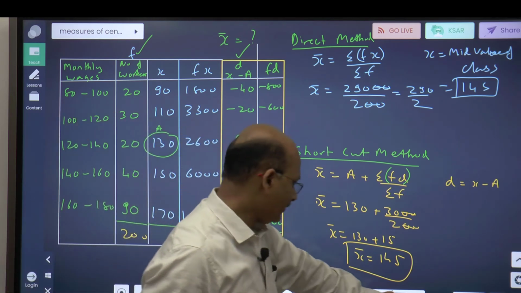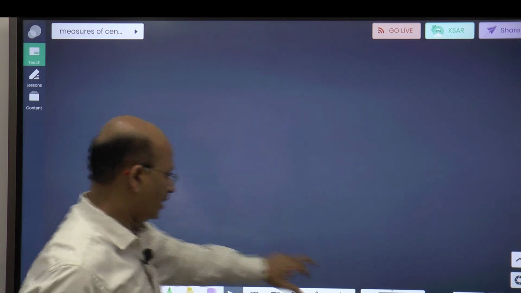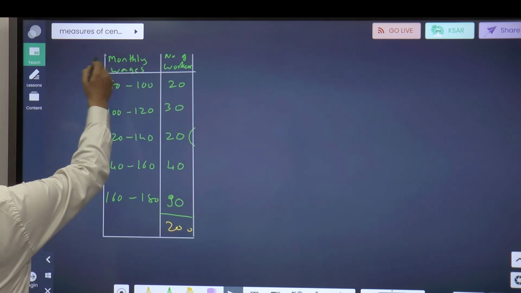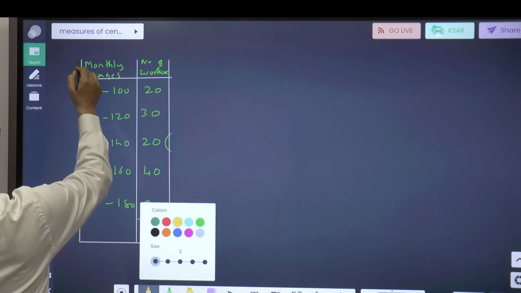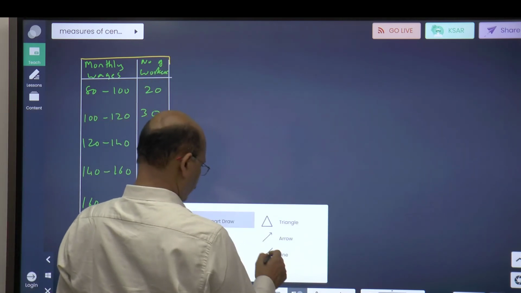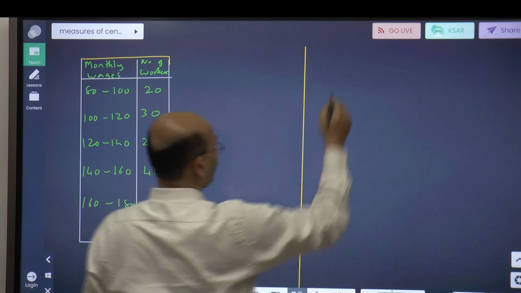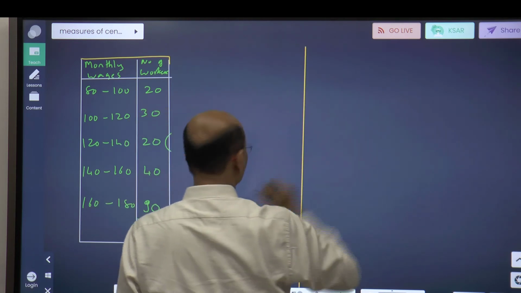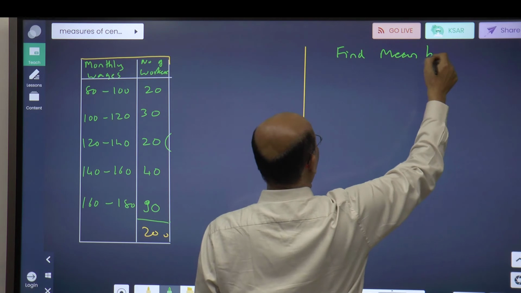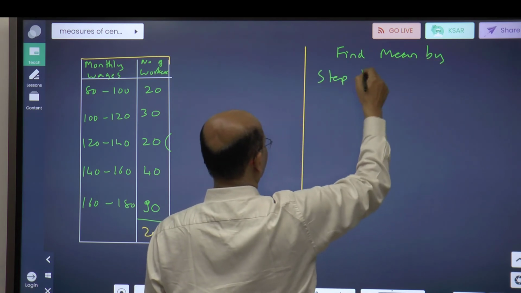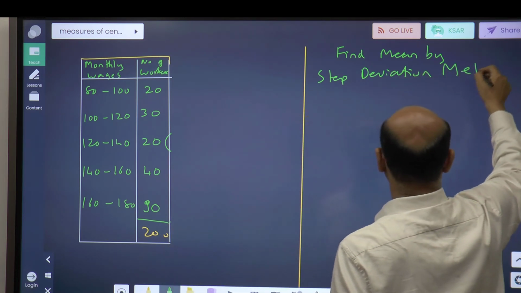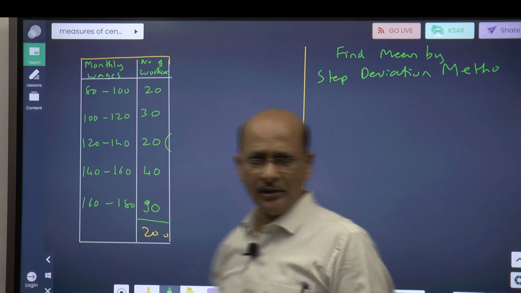Same sum we will do, just to help you out with that. So here is the sum which is given to you. Monthly wages and number of workers are there. They are asking: find the mean by step deviation method. No varieties, if you know the formula: no shortcut method, no direct method, step deviation method.